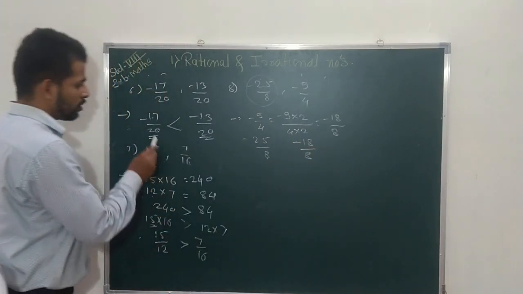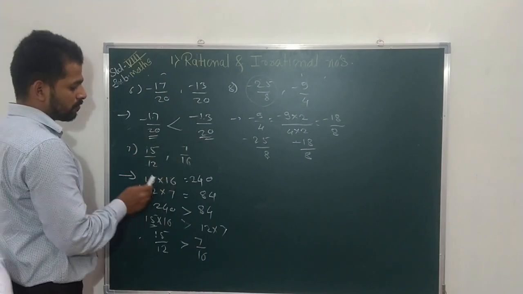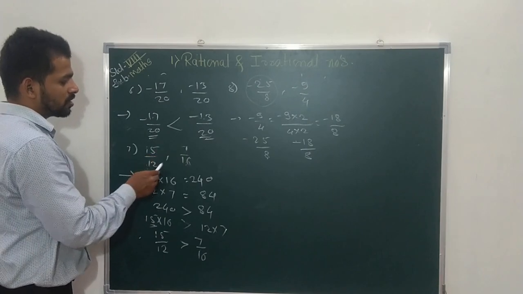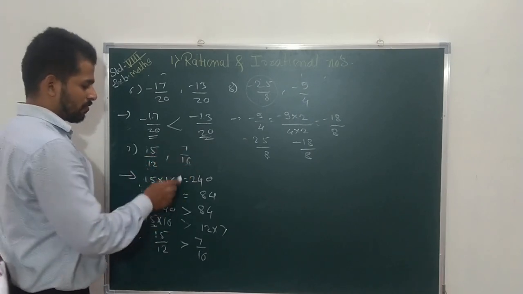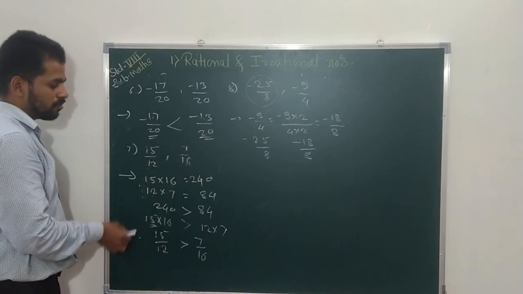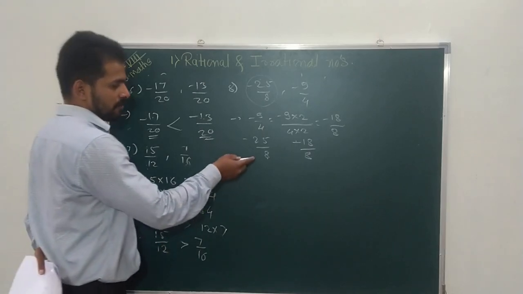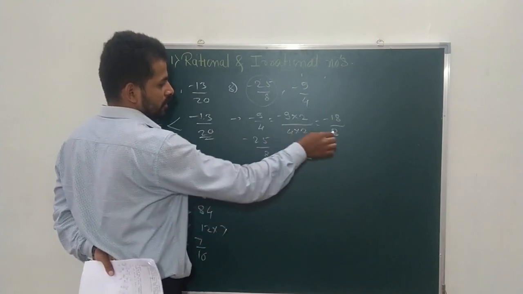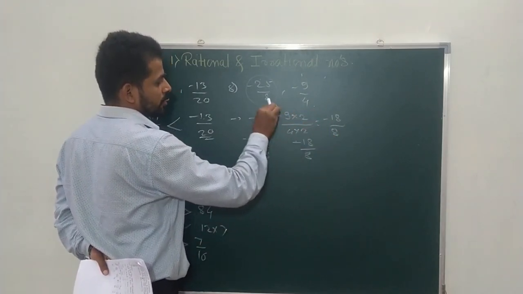Why do we not do that here, making the denominator the same? Because 12 and 16 are greater numbers. If you multiply by 16, 16, then 12, 12, so that's why we do cross multiplication. It means you have to use another method. This one is your first method: first we have to make the denominator the same.